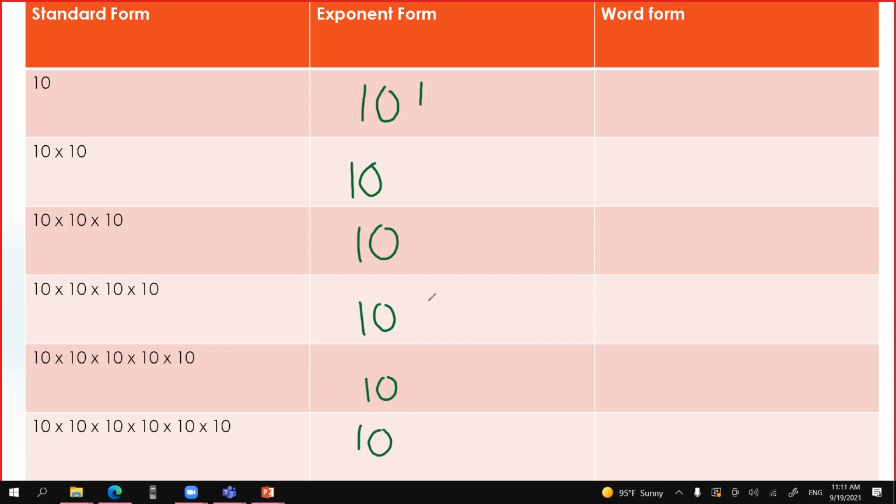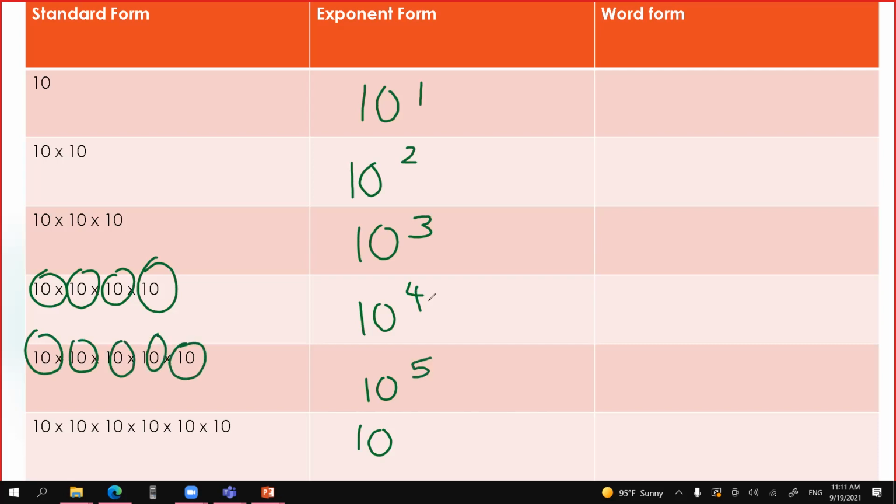And the second one here, how many times is number 10 repeated? 2. How many times for the third one? 3. Here, 1, 2, 3, and 4. So we have 4 times. 1, 2, 3, 4, and 5. 5 times. 1, 2, 3, 4, 5, and 6. So we have 6 times.